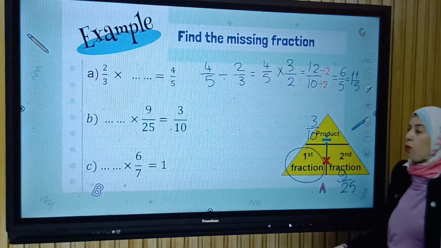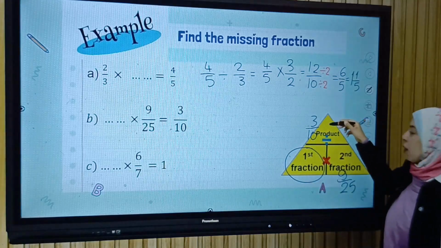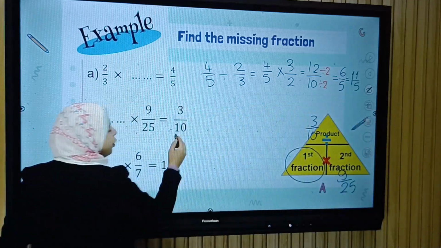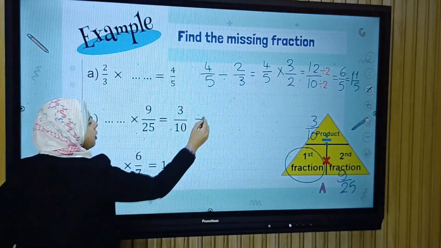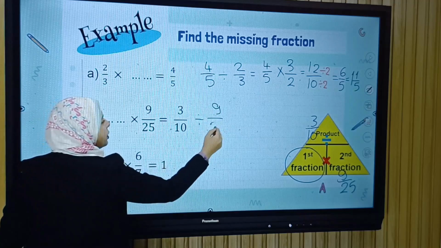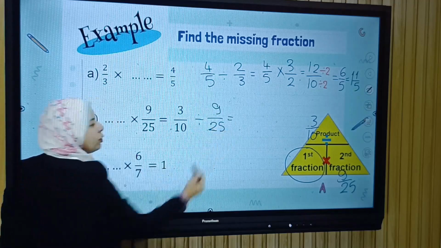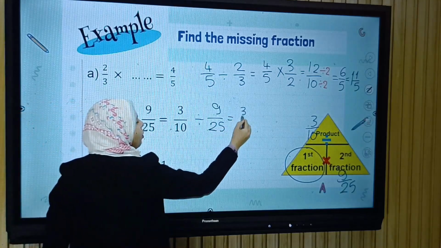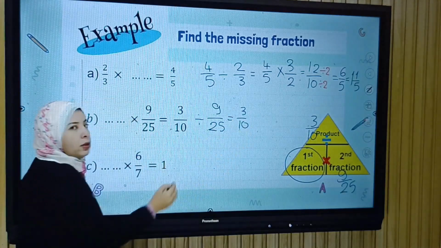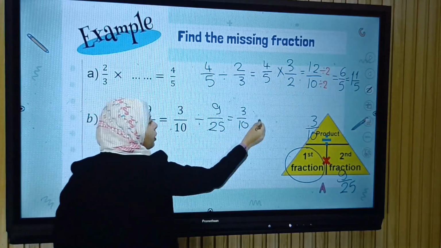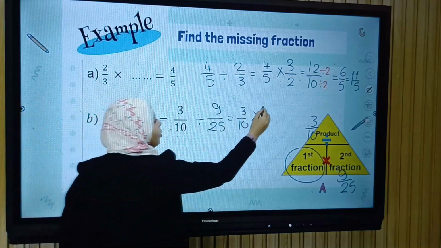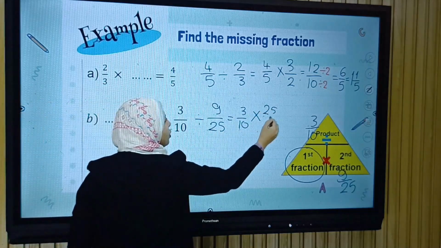So how can I solve it? I'm going to divide the product by the second fraction. So 3/10 is divided by 9/25. Also we are going to keep, change, reciprocal. We keep 3/10, change divided into multiply, and the reciprocal of 9/25 is 25/9.